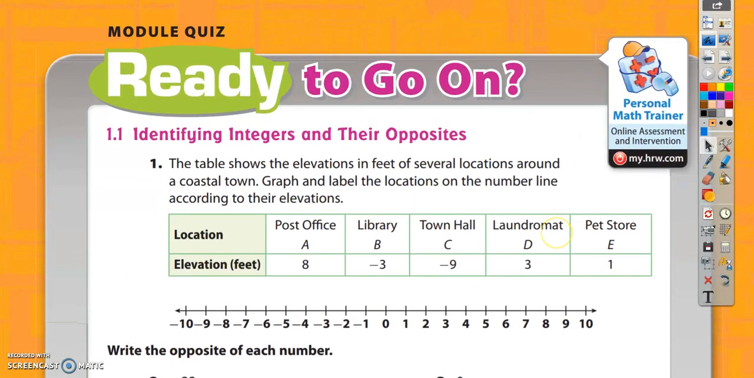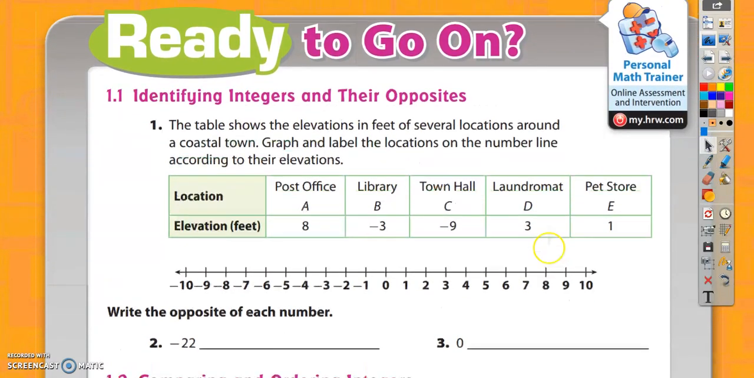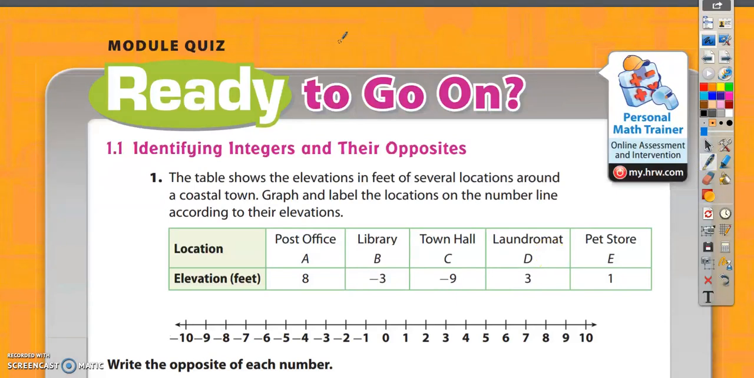Okay, we are on the module quiz ready to go on. The deal here is that you have completed all of module 1. You've watched all the videos and completed all the pages, and now you're ready for the module quiz ready to go on. You need to try these pages. This is pages 25 and 26.